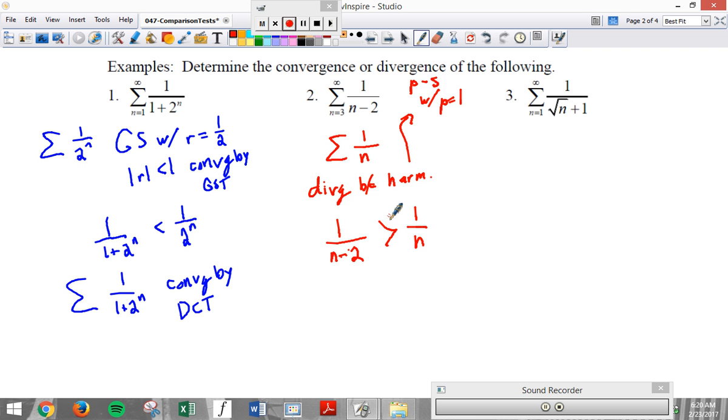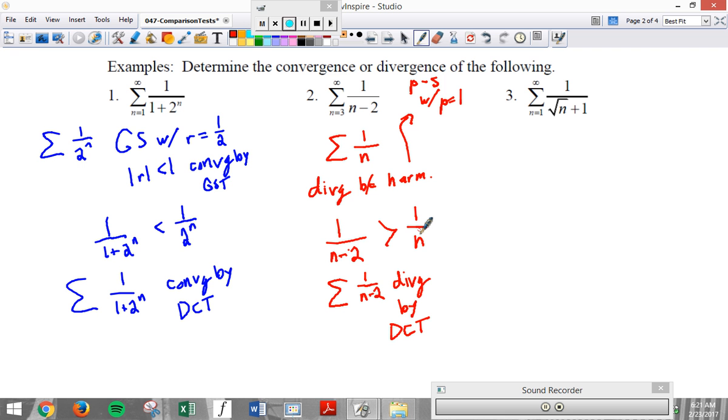So what we have here is a diverging series that is smaller than our original series. I have a diverging series that is smaller than the original series, so therefore this guy diverges by the direct comparison test.